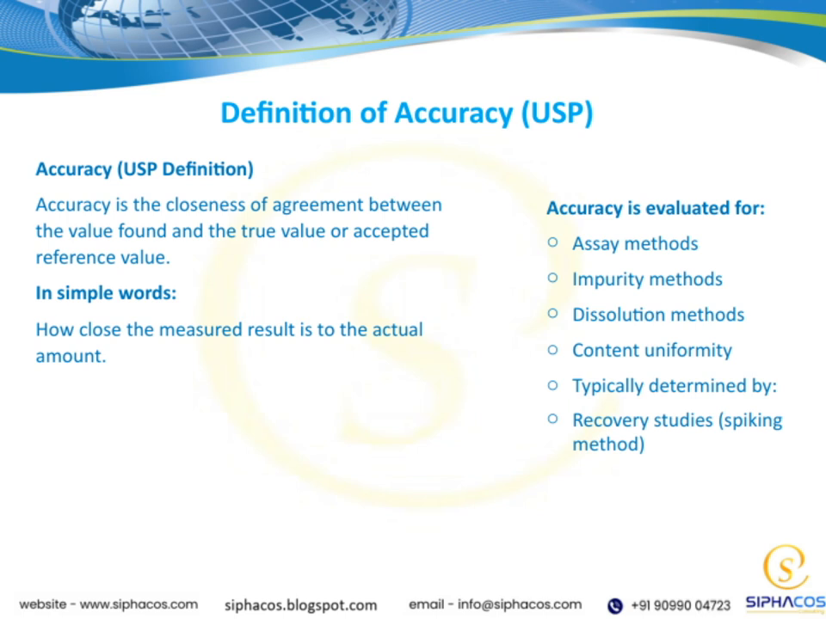According to the USB, accuracy is defined as the closeness of agreement between the value we find and the true or accepted reference value. To put it simply, it's all about how close our measured result is to the actual amount we're trying to determine. This concept is fundamental because it directly impacts the validity and trustworthiness of our analytical results, which ultimately affects product quality and safety. So, understanding and properly assessing accuracy ensures we're providing precise and reliable data in our work.